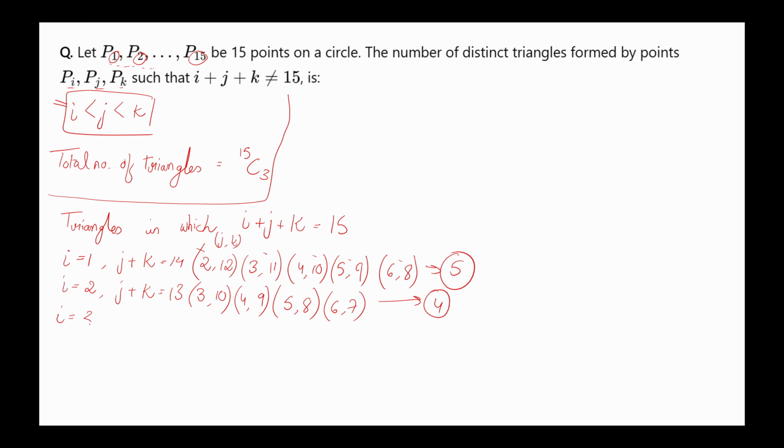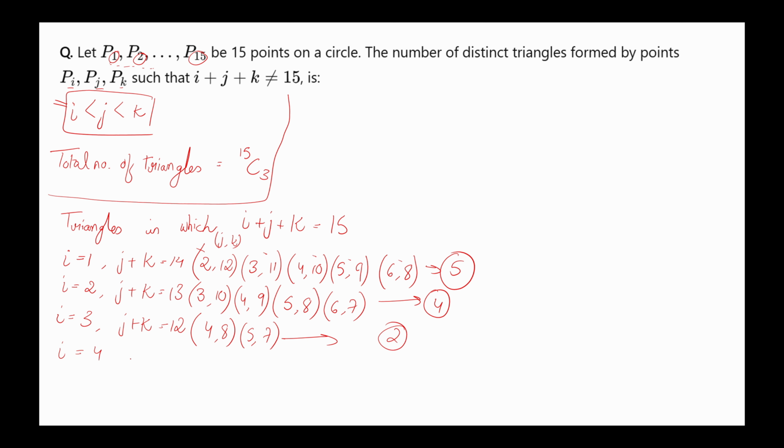Now similarly, let's do it for i is equal to 3. My j plus k would become 12. Now my j would start from 4. I would have to take 8 here, 5, 7. Again, I cannot take 6, 6. So I have 2 possibilities from here.